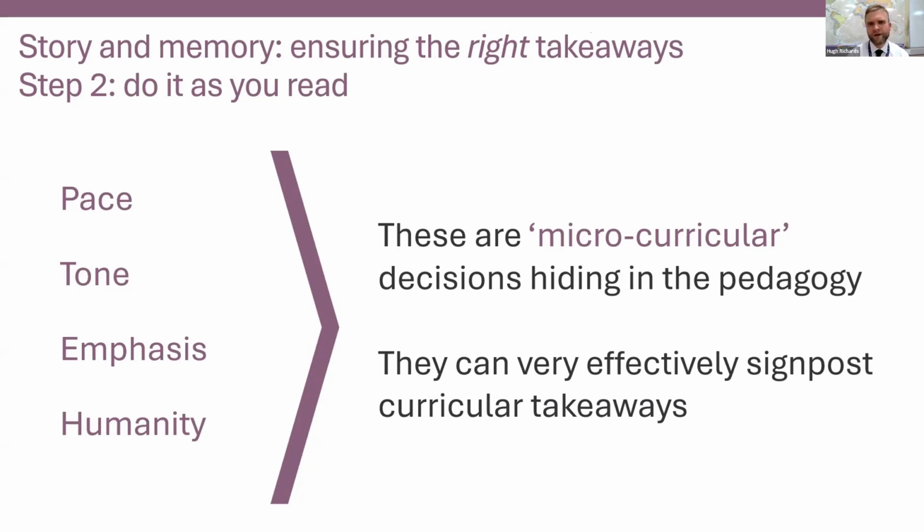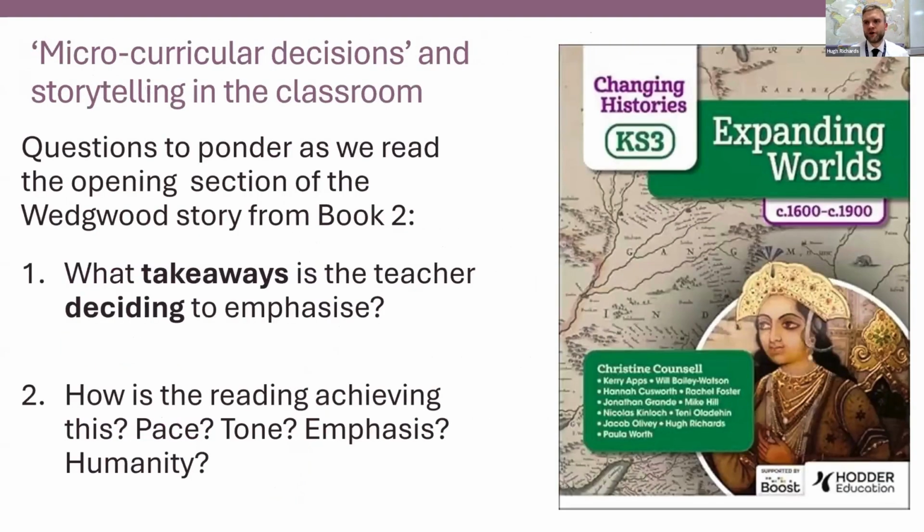All right. So how fast you read a story, what your tone is, what your emphasis is, where you place the human elements of it really helps you focus on those takeaways. Okay. So I'm going to read you a section from book 2. It's a section I wrote on Josiah Wedgwood. And as I read it, have a think about what takeaways the teacher is deciding to emphasize, and how I am achieving that with pace and tone and emphasis and humanity.